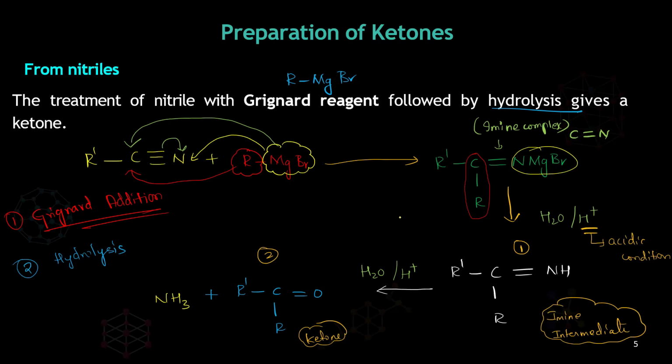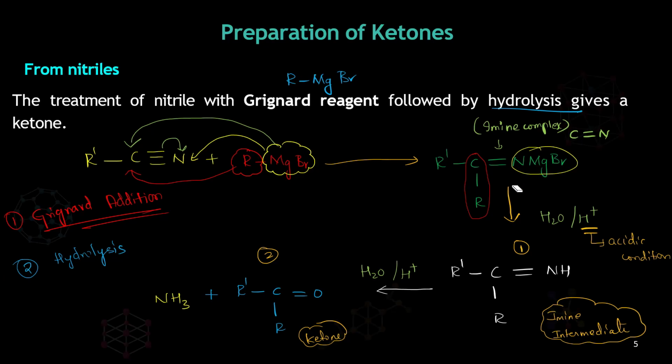So see here, R, C triple bond N. Of the three bonds there, one bond will be broken and it will go to nitrogen. And from the Grignard reagent, MgBr will attack the nitrogen. Actually this entire compound will attack, but MgBr will stick to nitrogen, whereas the R group will stick to carbon. So that's how it will give an imine complex.